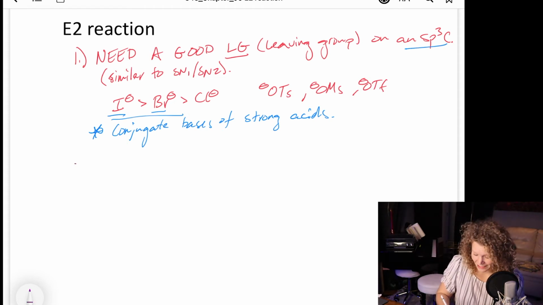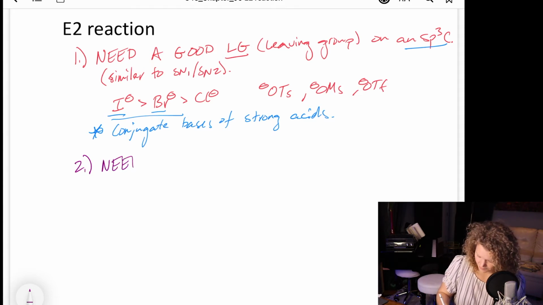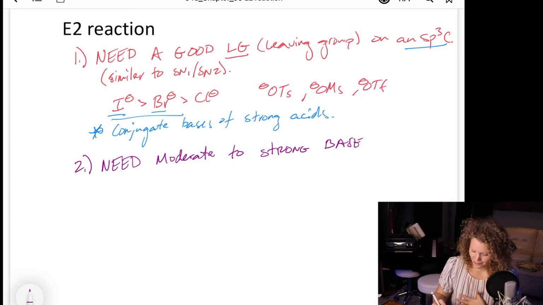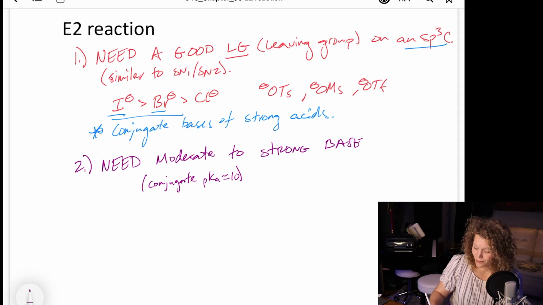The second requirement is that we need a moderate to strong base. When I say a moderate base, we're talking about a conjugate acid of a pKa of around, let's write this out, conjugate pKa of around 10. And if it's a strong base, we're thinking of the conjugate acid pKa of around 15 or more.